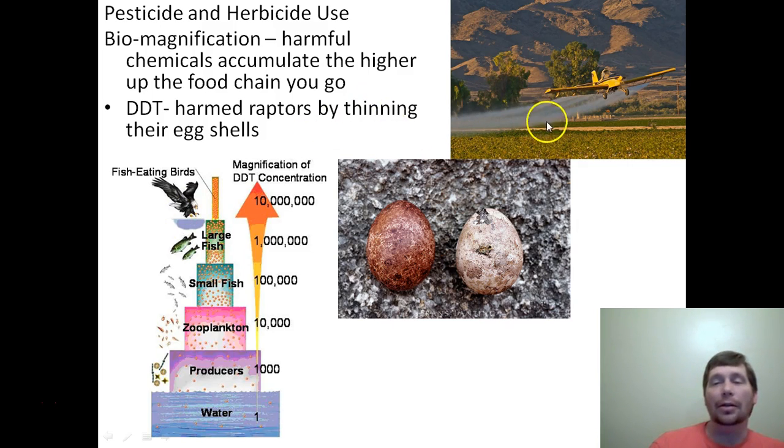The eagles weren't dying because they were hanging out underneath a plane and getting sprayed by it. An eagle could be right here and get sprayed by this plane, and it would not kill the eagle. But because the food the eagle was eating had more and more DDT in it, eventually their eggs were thin, they crushed them, the birds couldn't reproduce anymore, and the population almost went extinct. This is another example of where humans have had a bad effect on the environment by spreading pesticides and herbicides.